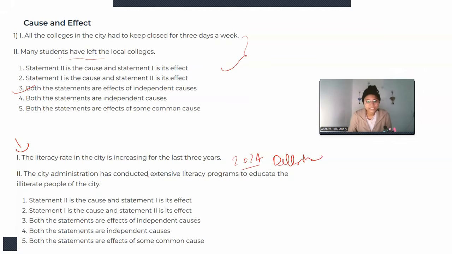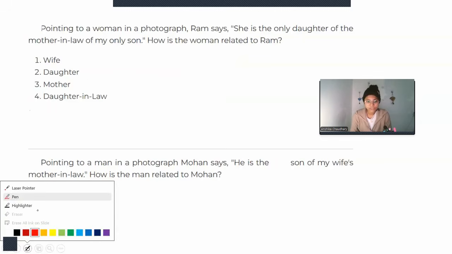Right. The literacy rate in the city is increasing for the last 3 years. It is an effect. Usually it's an effect because something happened. That's why the change has happened. Right. So it is the effect. Okay. Let's move further. The city administration has conducted an extensive literacy program to educate the illiterate people of the city. So basically it was the cause. This was the action and this was the result. So it was the cause and it was the effect, right? So the second is the cause and the first is the effect. So option number 1 will be the correct answer. Let's move on to the next question.